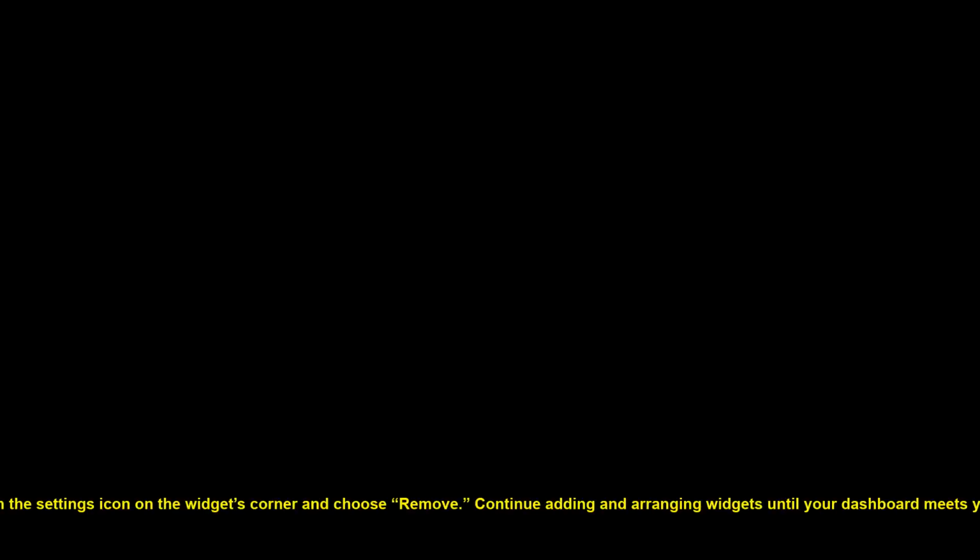You can reposition widgets by clicking and dragging them to your desired location. To resize any widget, hover over the edges and adjust accordingly. If you need to edit a widget later, simply click on it and select the Edit option. To remove a widget, click on the settings icon on the widget's corner and choose Remove.